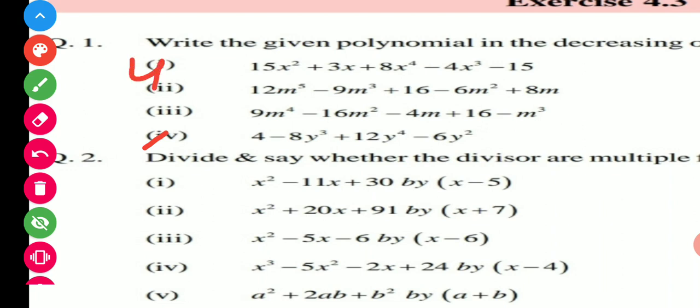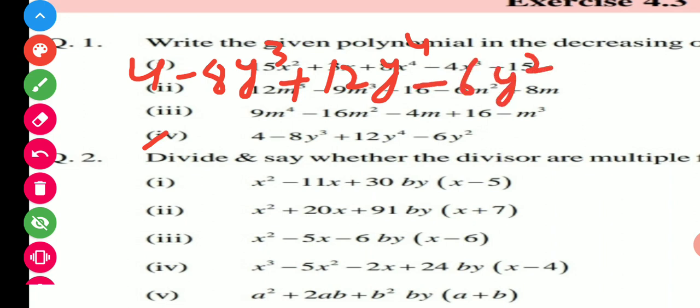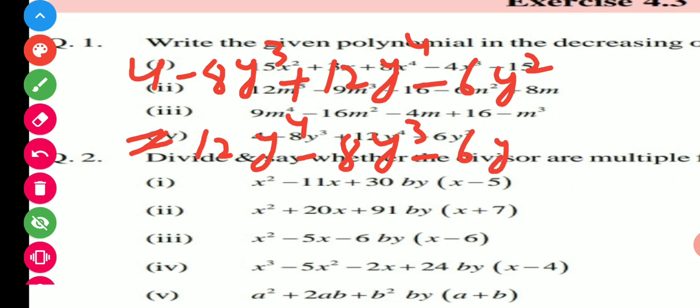That is minus 8y cube plus 12y to the power 4 minus 6y square. What will happen? First of all, y to the power 4, highest power, so y to the power 4, then cube minus 8y cube, then square minus 6y square, then simple y, there is no y, so plus 4, that is your answer.